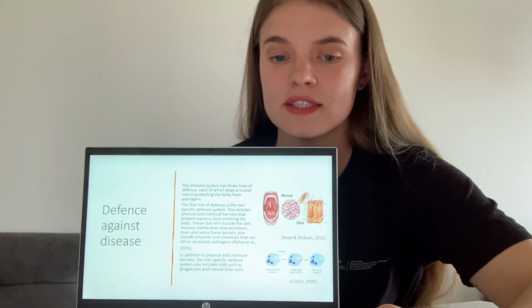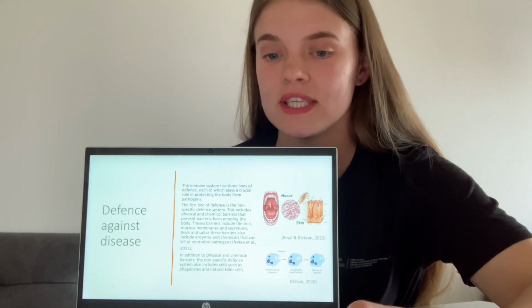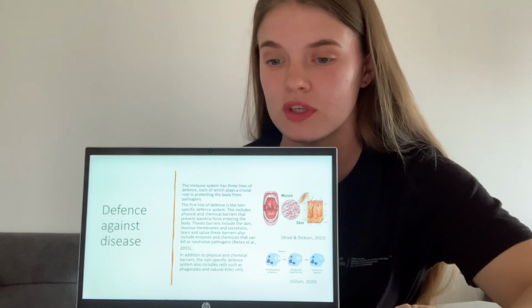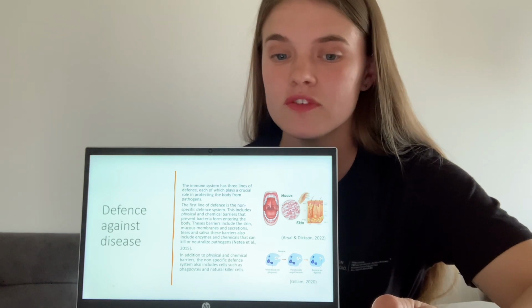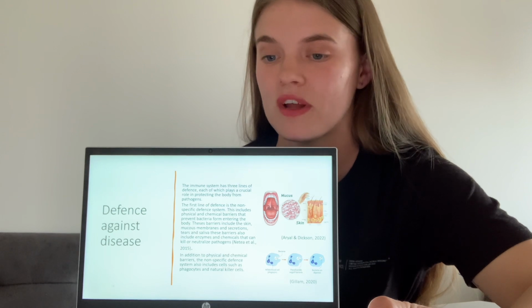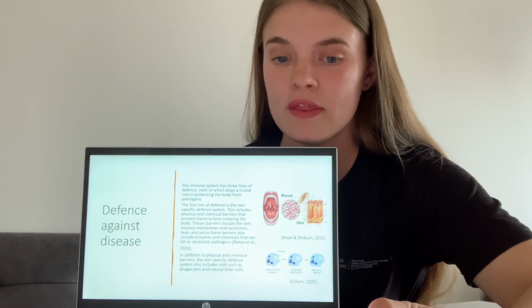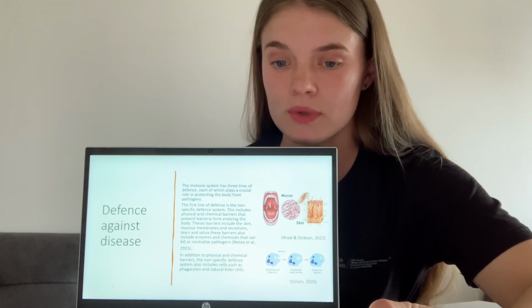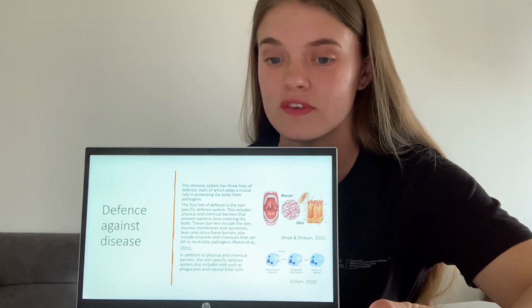Defences against disease. The immune system has 3 lines of defence, each of which plays a crucial role in protecting the body from pathogens. The first line of defence is the non-specific defence system, which includes physical and chemical barriers that prevent pathogens from entering the body. These barriers include the skin, mucous membranes, and secretions such as tears and saliva.